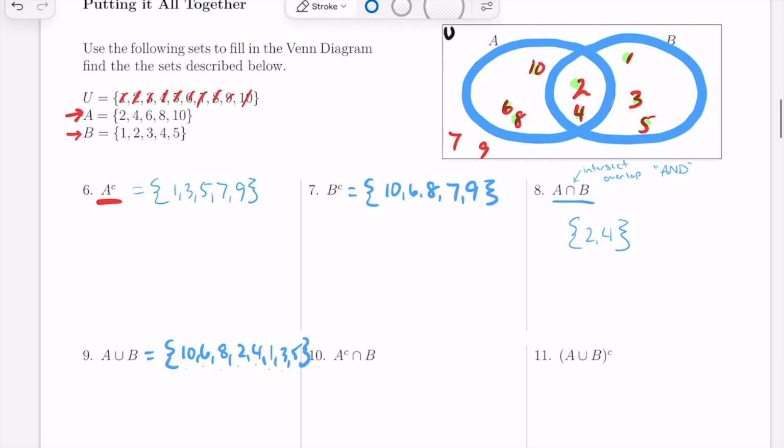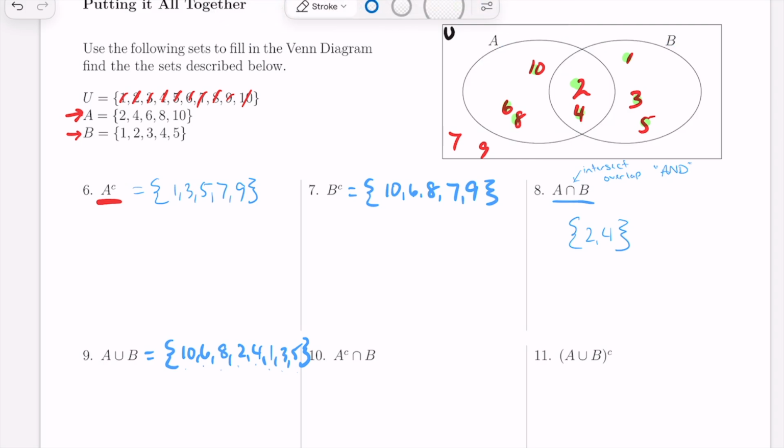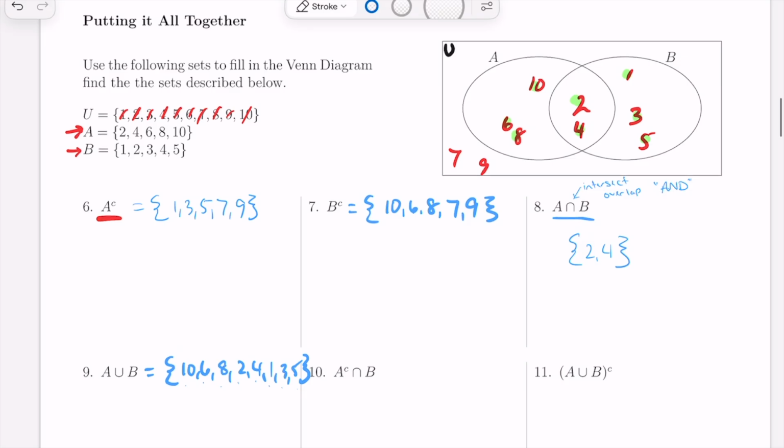The next one here is A complement intersect B. I'm going to show you a couple ways to do this one because I want to.